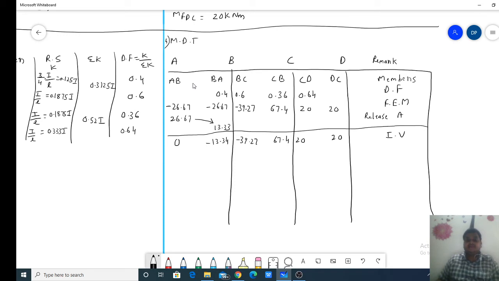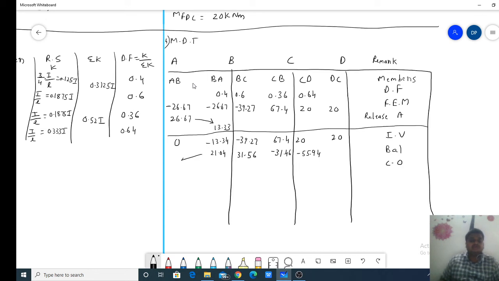Now after getting initial values, next step is to take the balance. So balance means minus 13.34 minus 39.27 minus something you are getting, change the sign, that into 0.4, so this comes out to be 21.04 and this comes out to be 31.56. And similarly 67.4 plus 20, right, plus 87.4, change the sign, minus 87.4, multiply with 0.36. So here you are getting minus 31.46, and this you are getting minus 55.94.